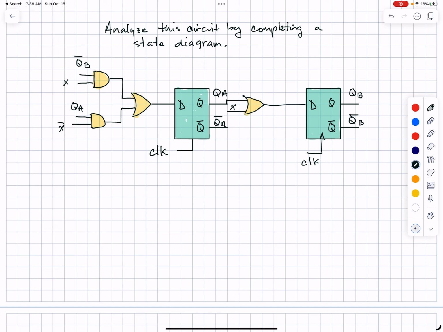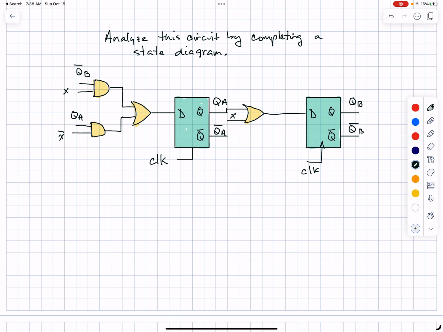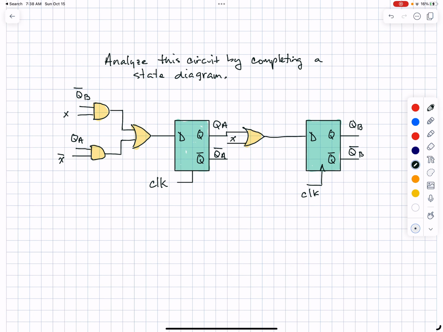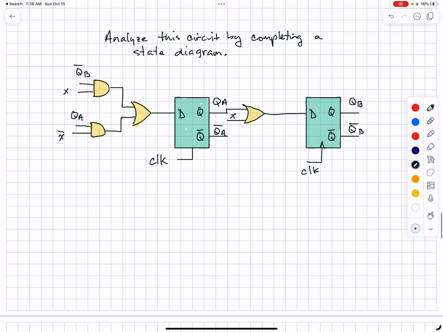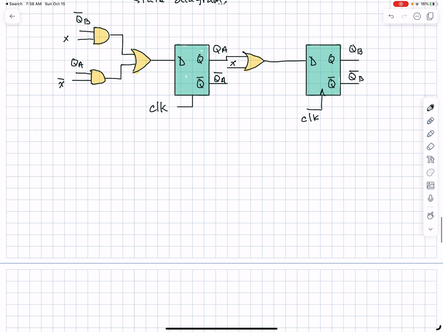Okay, in this video, I'm going to solve a problem where the question is to analyze this circuit by completing a state diagram. When you get a circuit analysis problem with flip-flops and combinational logic, it's always going to be that you need to find the next state table, so that from the next state table you can find the state diagram.